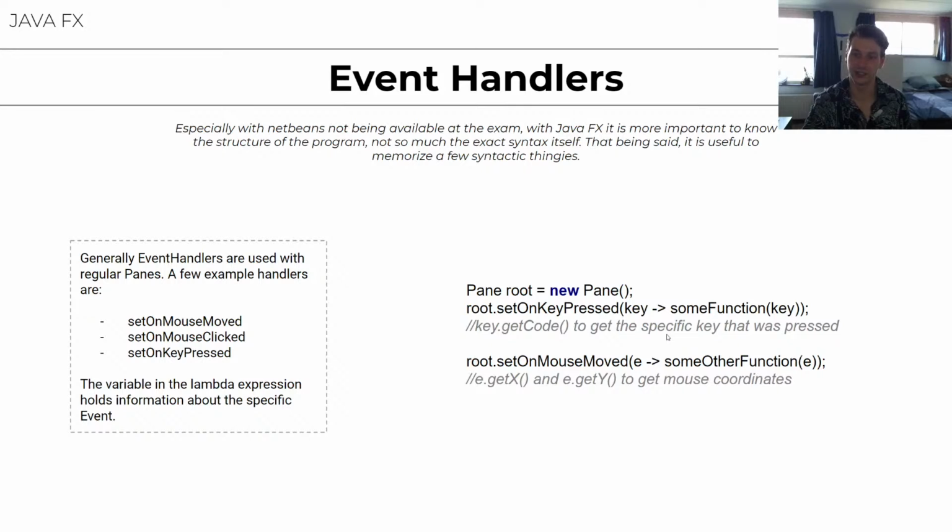And if you want to see what key I pressed, you can use key.getCode. Again, this is also something that's quite useful to just memorize. And same thing for setOnMouseMoved. If you want to have the coordinates of your mouse, you say e.getX and e.getY to get the mouse coordinates.